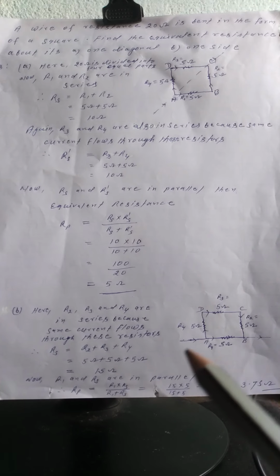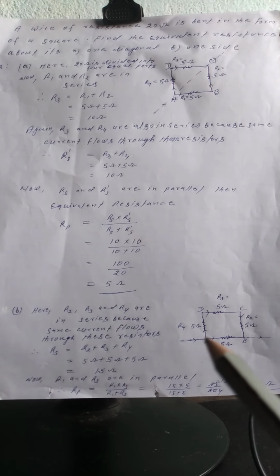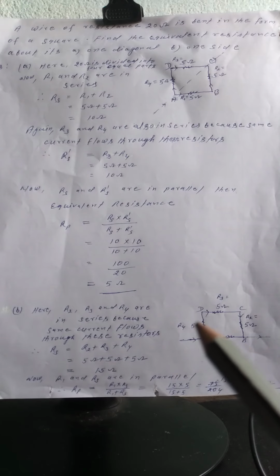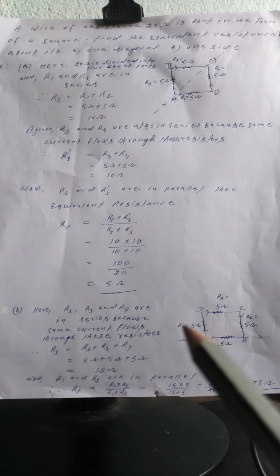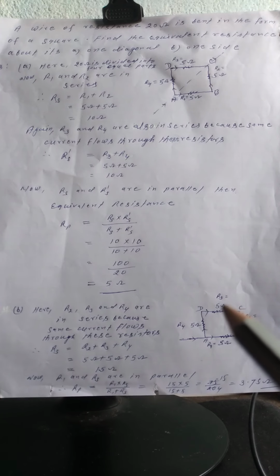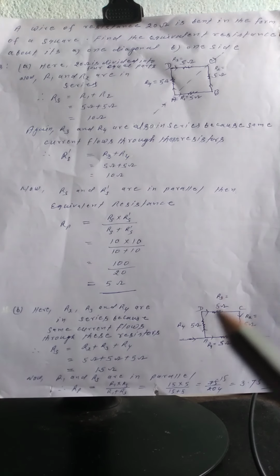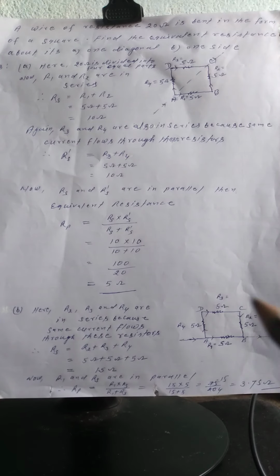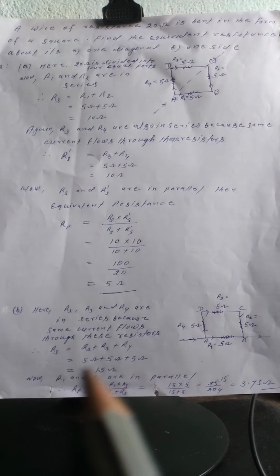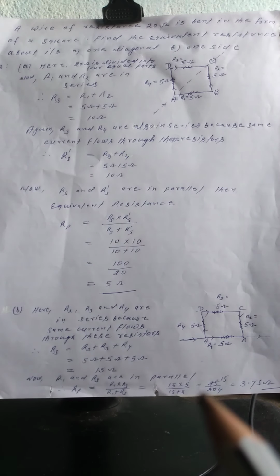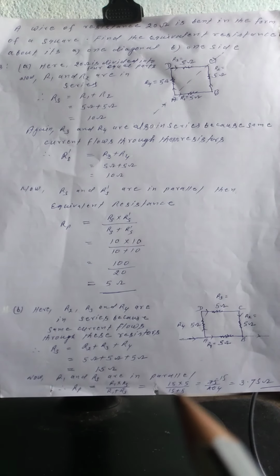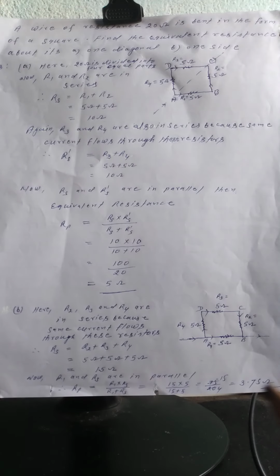Now the second part of this question, we have to calculate the equivalent resistance about one side AB. So now these three resistors R4, R3 and R2, these three are in series, and this series will be parallel with this 5 ohm. So now 15 ohm and 5 ohm will be in parallel. So 15 into 5 by 15 plus 5 is equal to 3.75 ohm.